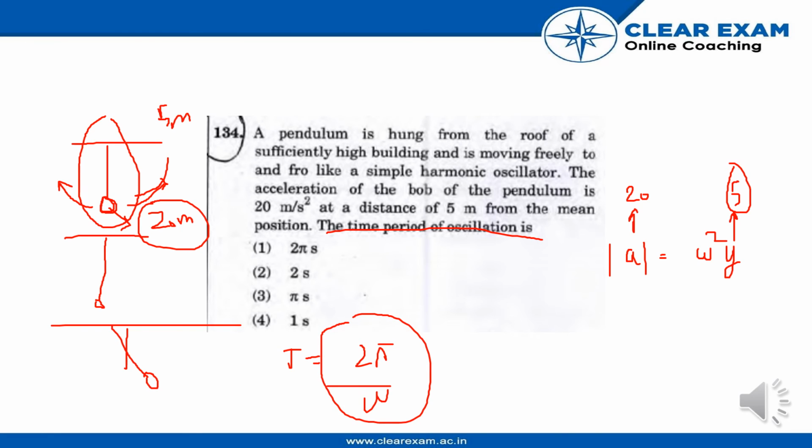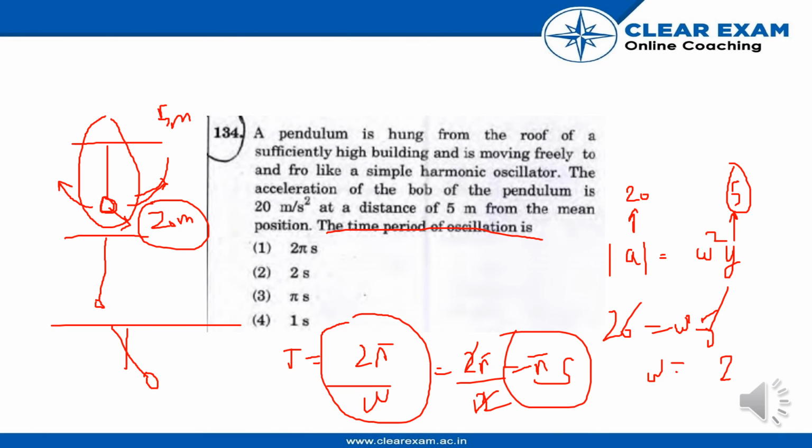So from here we can say that 20 equals omega square y, that is omega square times 5, so omega comes as a value of 2. So we can say that 2 pi by 2, that is cancelled, and we are left with pi. So that is pi seconds, or 3.14 or 22 by 7, whatever is suitable. The option here we have is given as pi, so this is the solution.